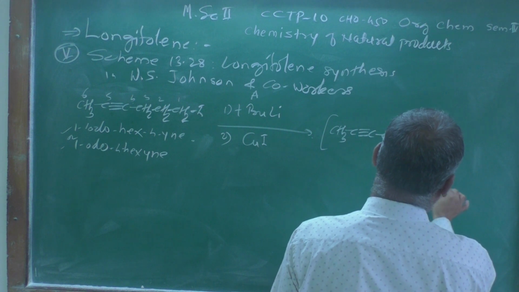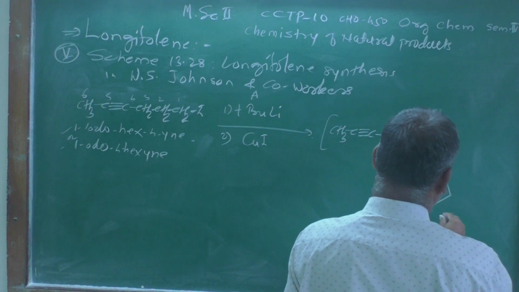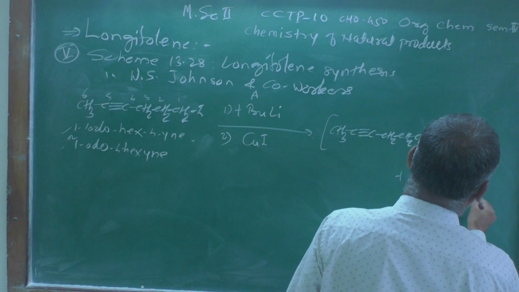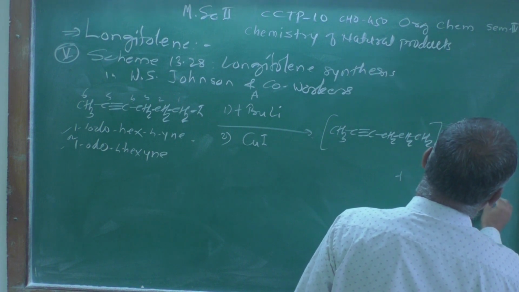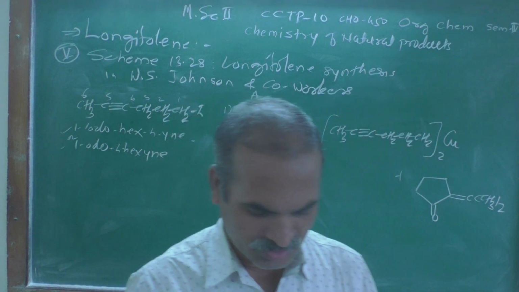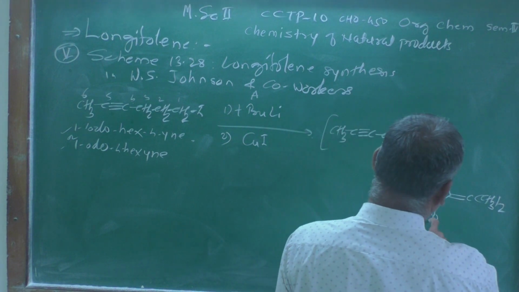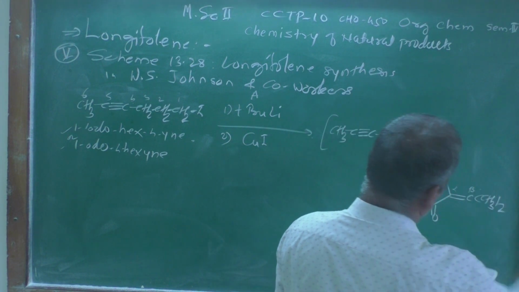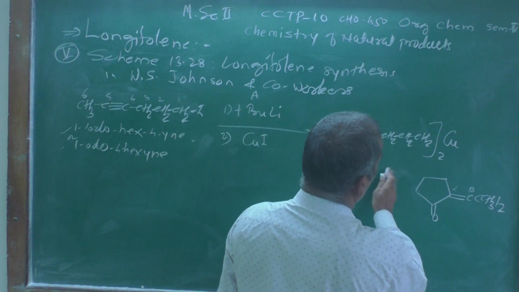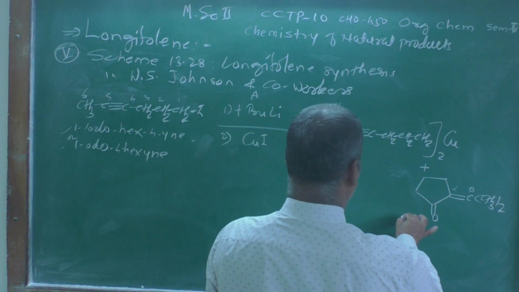Here is a 5-membered ring, C double bond O, and then CH3 twice you can write over here. So this compound is an alpha beta unsaturated carbonyl compound. Now this reagent and this adding together, what do you get over here?